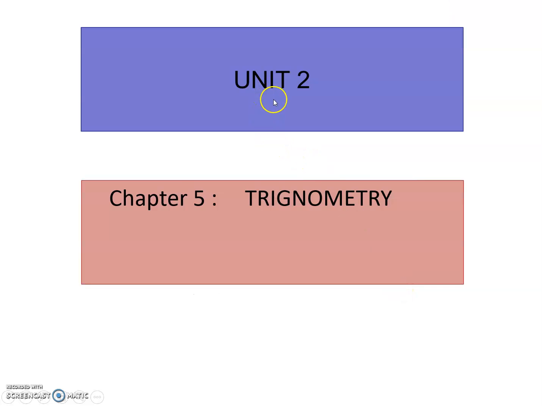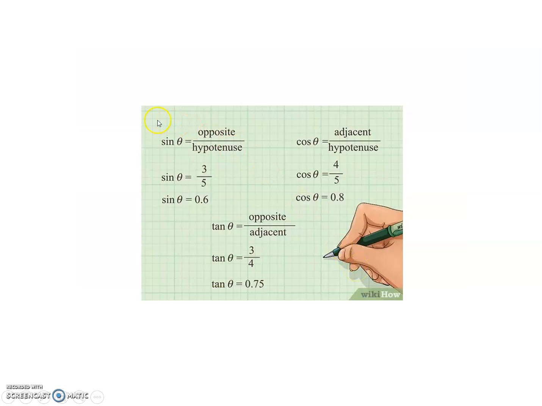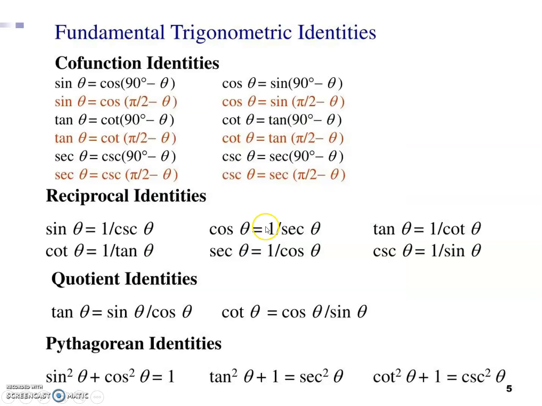Today's lecture is based on Unit 2, Chapter 5, Trigonometry. In the last lecture we studied the ratios and their relations: sin theta, cos theta and tan theta. So we have to revise the formulae which belong to the ratio relations and the quadrants.